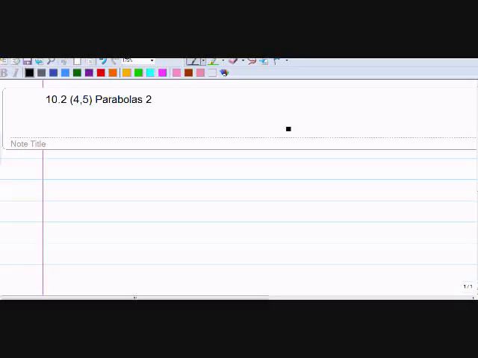We can now start. So the conic sections, day 2, we're going to do parabolas again. They're going to get a little bit more complicated today.